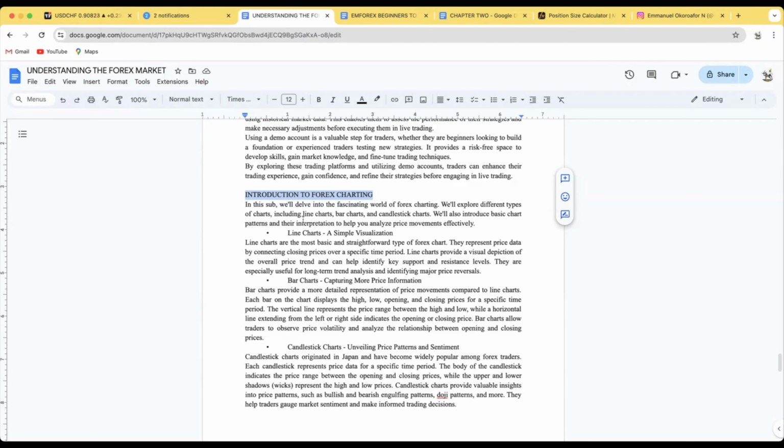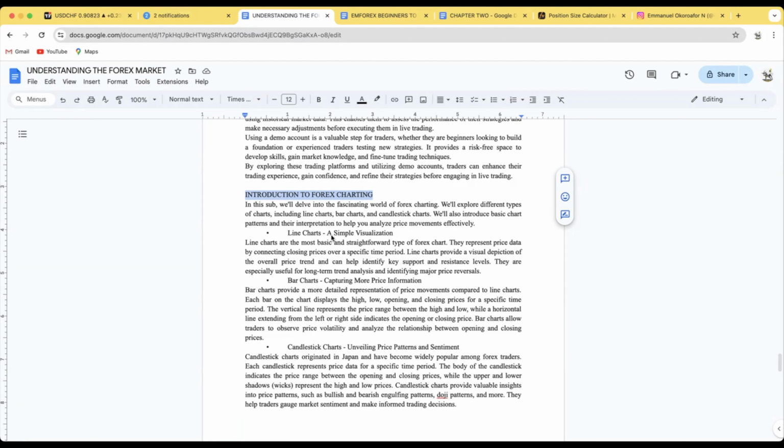Okay, in this subcategory, we'll delve into the fascinating world of Forex charting. We'll explore different types of charts, including the line chart, bar chart, and candlestick charts. We'll also introduce basic chart patterns and their interpretation to help you analyze price movements effectively.